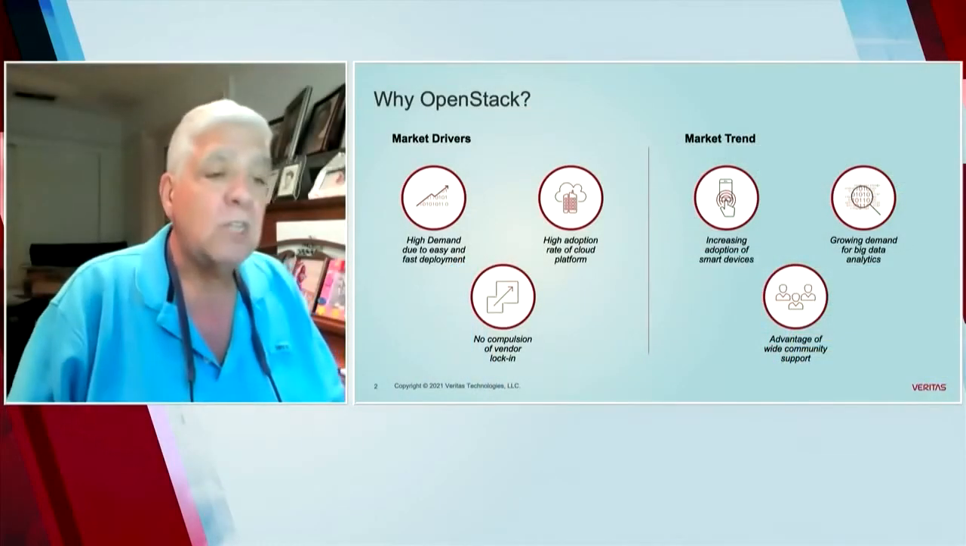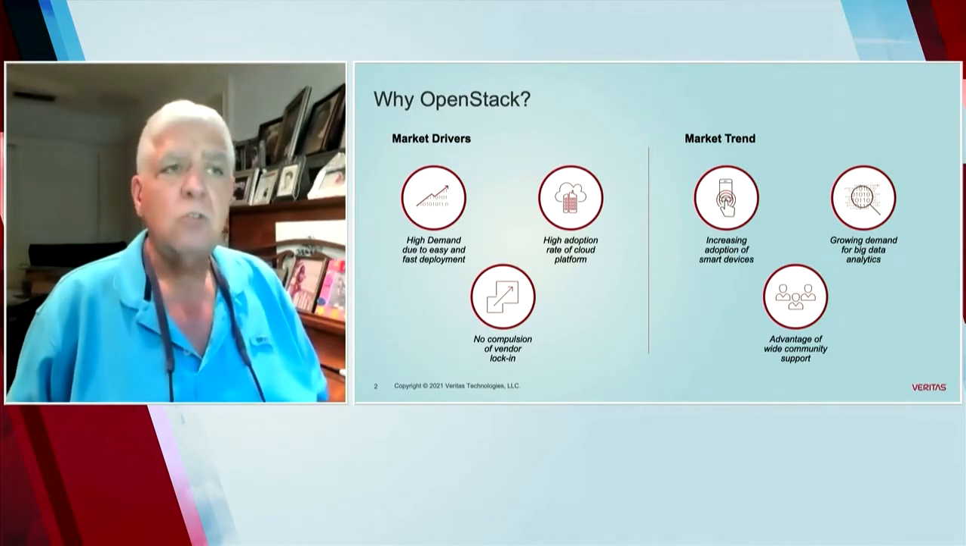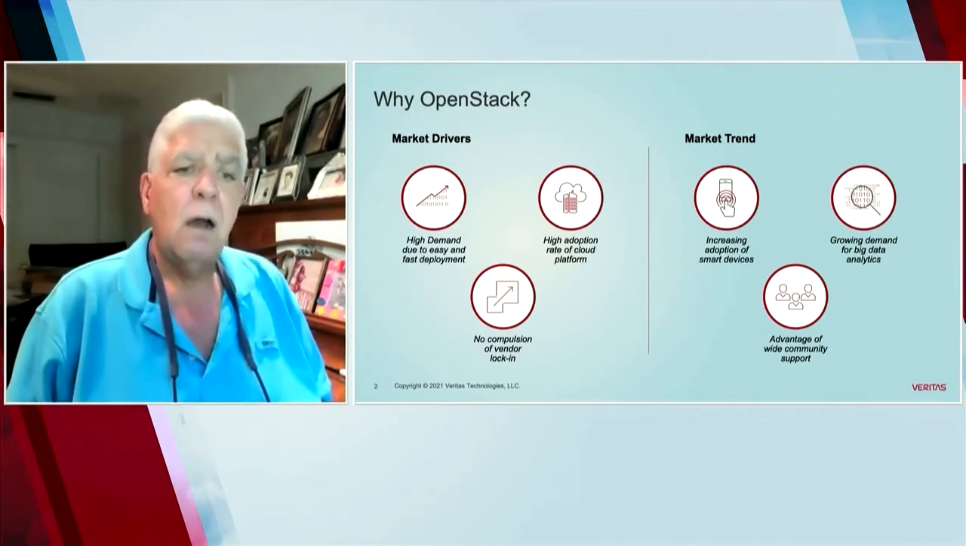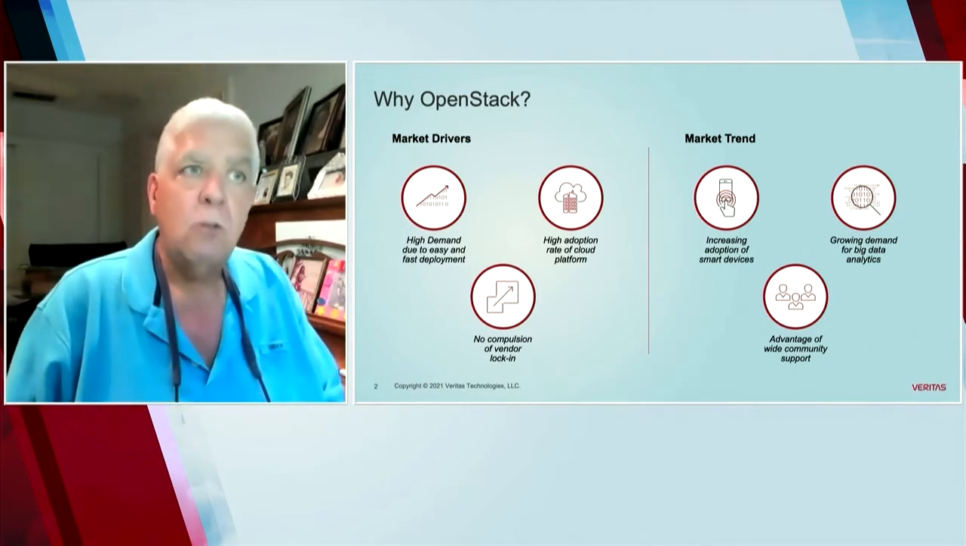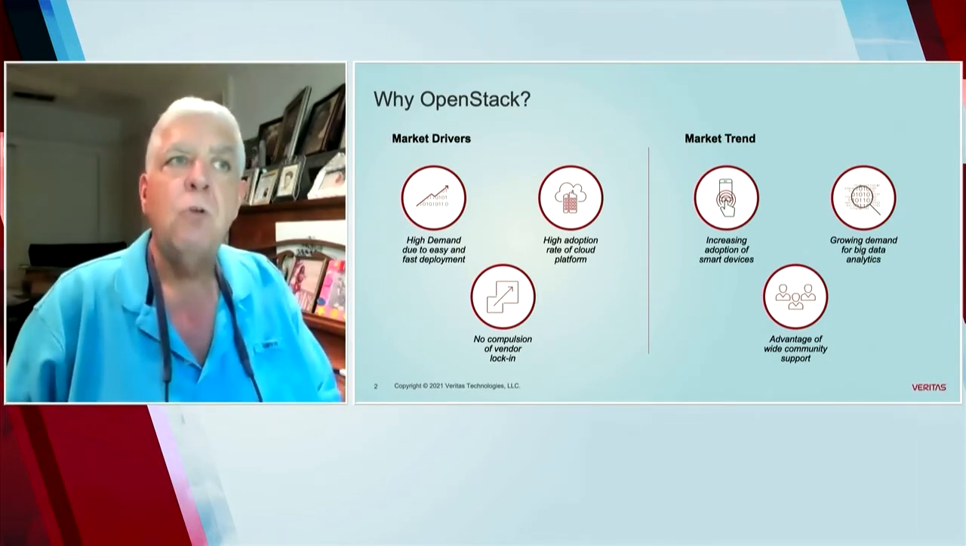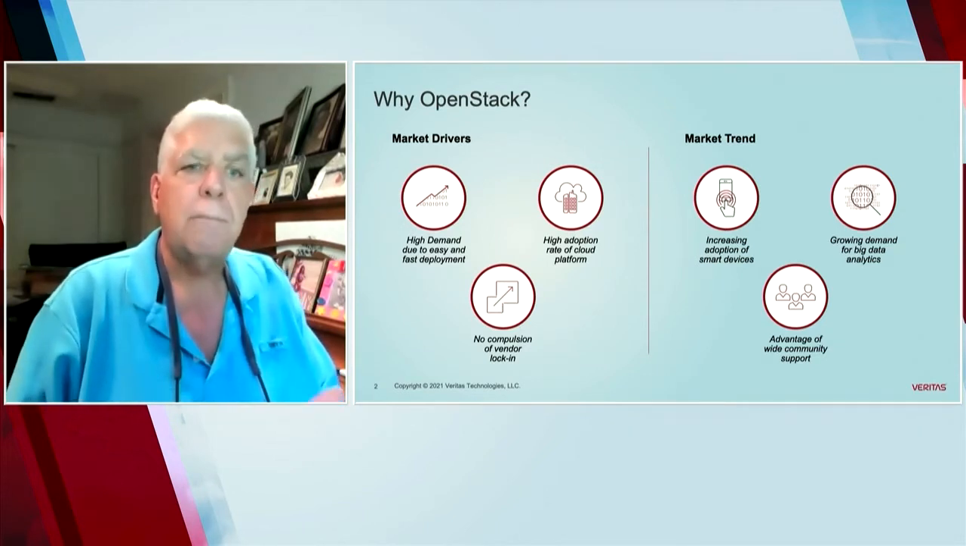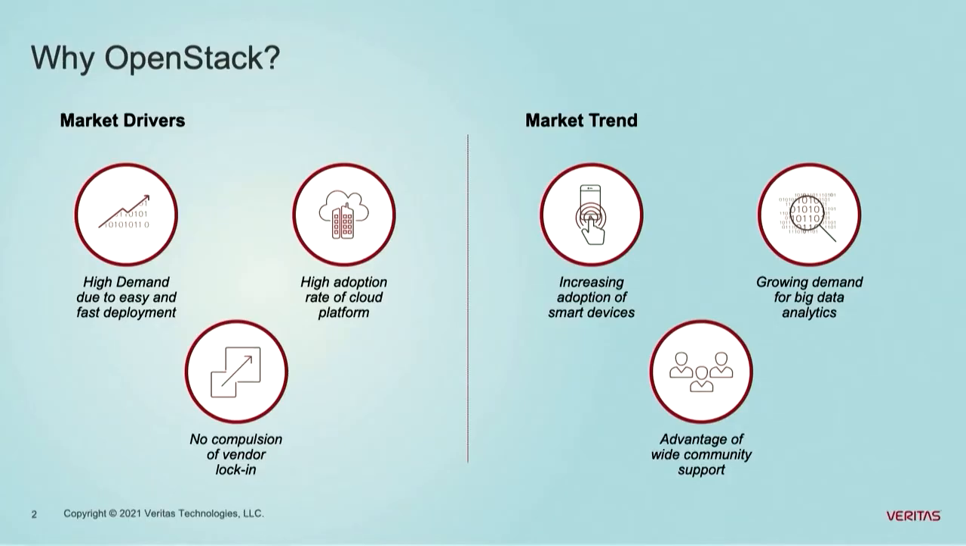Some of the market drivers associated with OpenStack, why people would actually go to OpenStack, are high demand, ease of use, and pretty quick deployment. People are adopting clouds, whether public or private. And for those who want the flexibility of going to a private cloud, it has a high adoption rate and it's immensely flexible. You're not locked into any one vendor. So if you want to use another distribution within OpenStack, feel free to do it. And then there's what's driving that whole cloud environment.